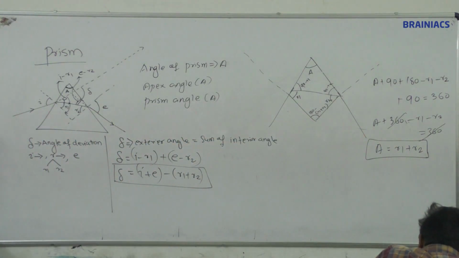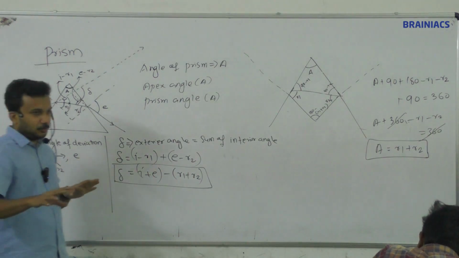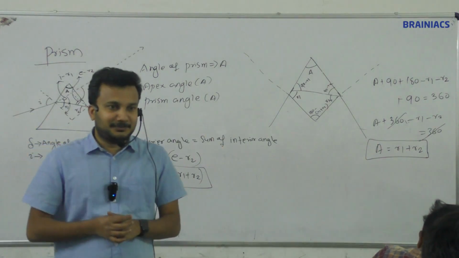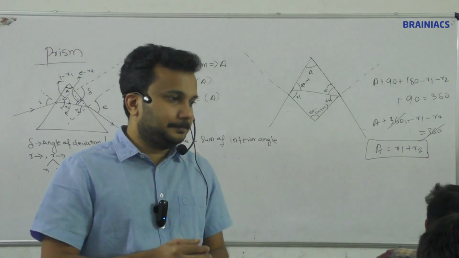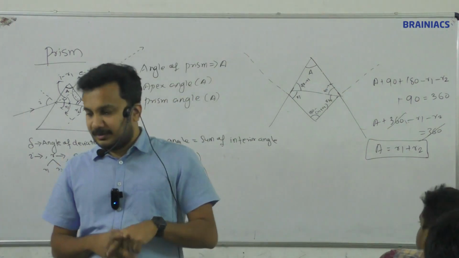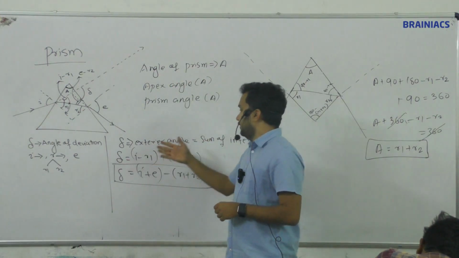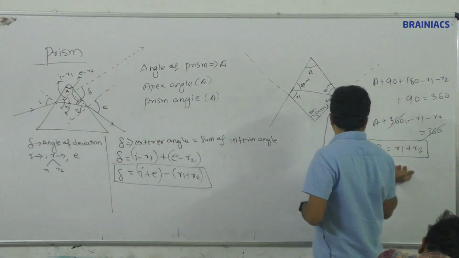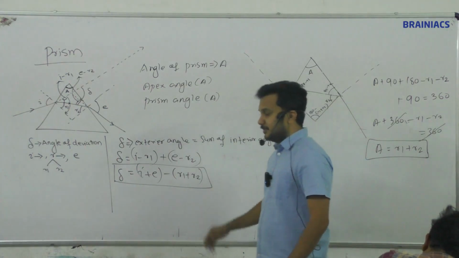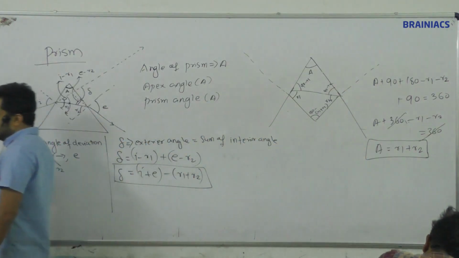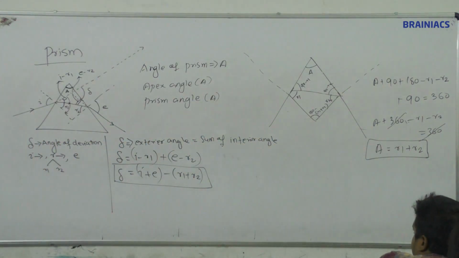Only draw the diagram, don't write anything. We will write in an ordered way. If you've already written, it's okay, but otherwise don't write. We'll write in an ordered way: angle of prism, delta, deviations, then we still have something called minimum deviation, and so on.